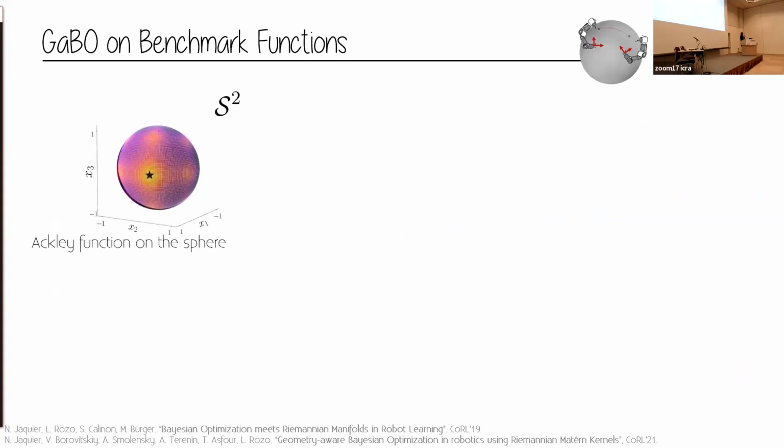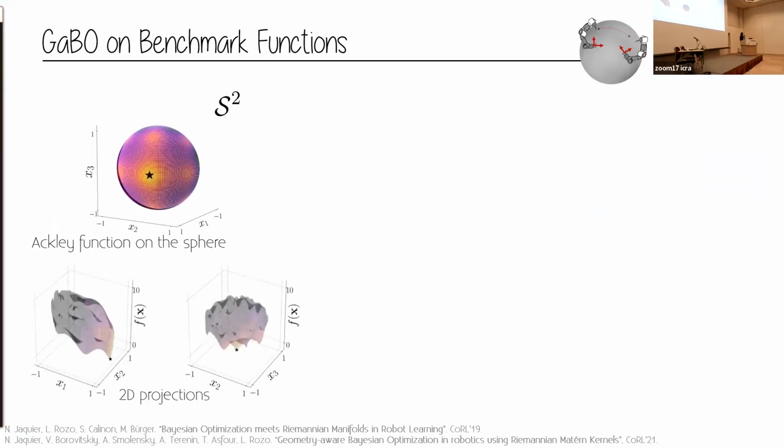So let me show you an example of how that works. Here we have a benchmark function on the sphere, which is the Ackley function. Basically, the optimum of this function is the star that you have here, and the color tells you how low or high the function is. And what I will also show you is 2D projection of this function. So here you always see x1 and x2, which are the 2 dimensions there. Here x2, x3 with the last dimension here. And here the vertical axis is the value of the function, right? So again, you have your optimum here, and this is the landscape of your function.